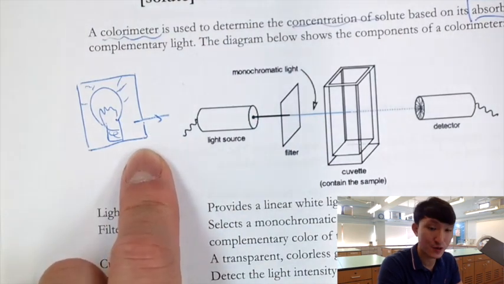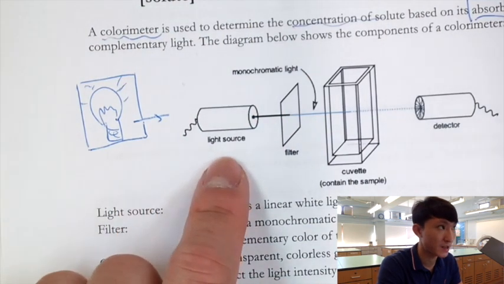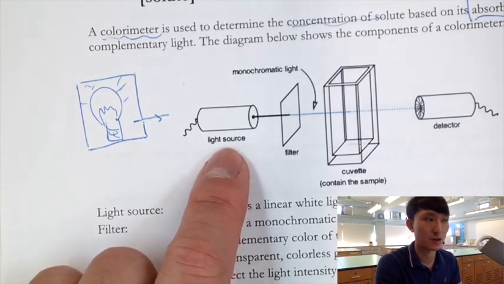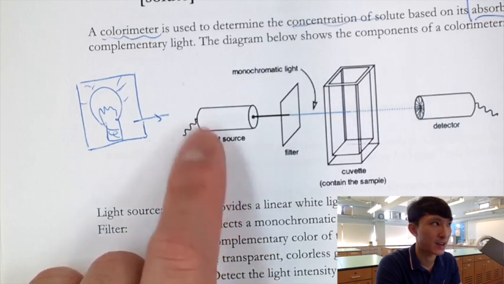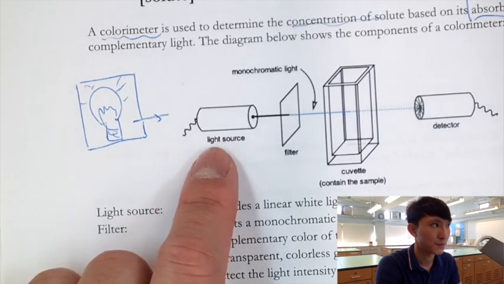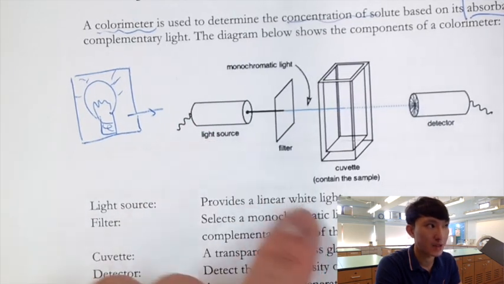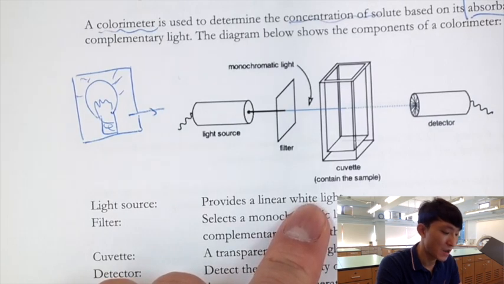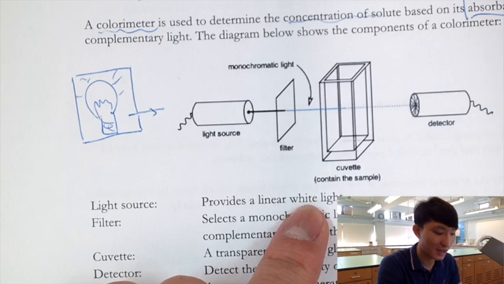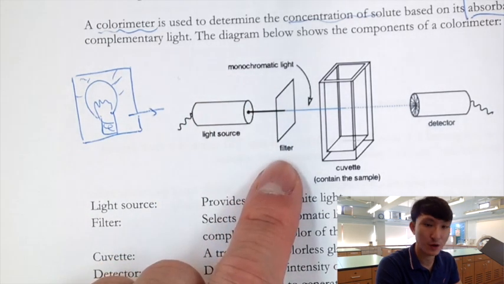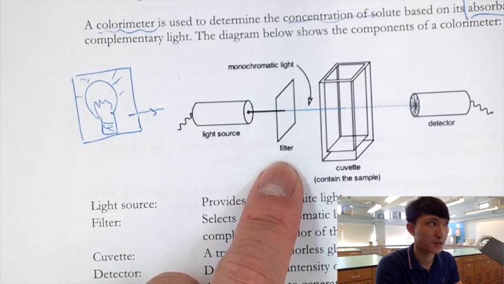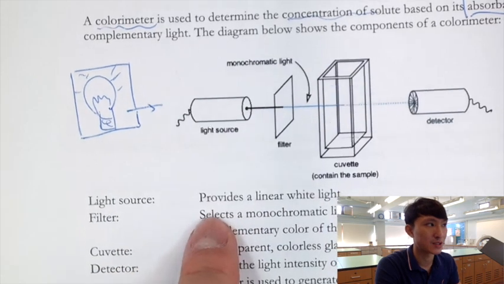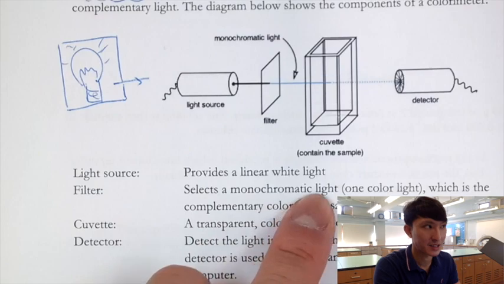But most of the time when we are using a calorimeter, we will have a linear white light source, okay? And some of them even allow you to choose the color already inside the light source. Now let's just say this one provides a white light, but we are not using the white light. Instead, we are choosing a particular color using something called a filter, or sometimes we call it a monochromator. Now this one is used to select a monochromatic light.